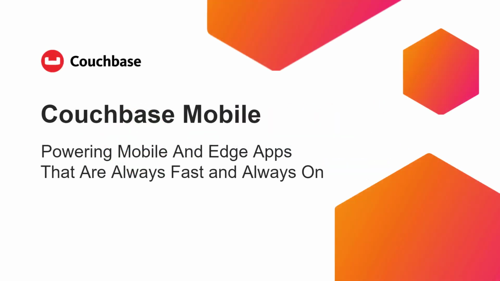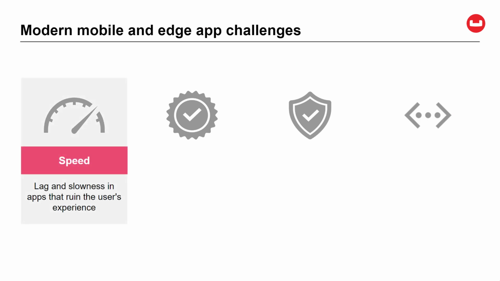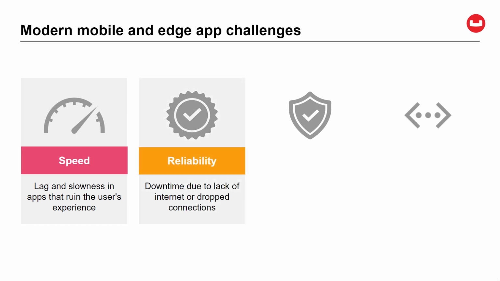If you're building mobile, edge, or IoT applications using only the cloud for data, you've probably faced some of these challenges that can impact user experience. Speed. Users expect apps to respond immediately with the information they need, and they have no tolerance for latency. Reliability. Apps that fail are abandoned, so they need to work every time, regardless of internet slowness or outages.